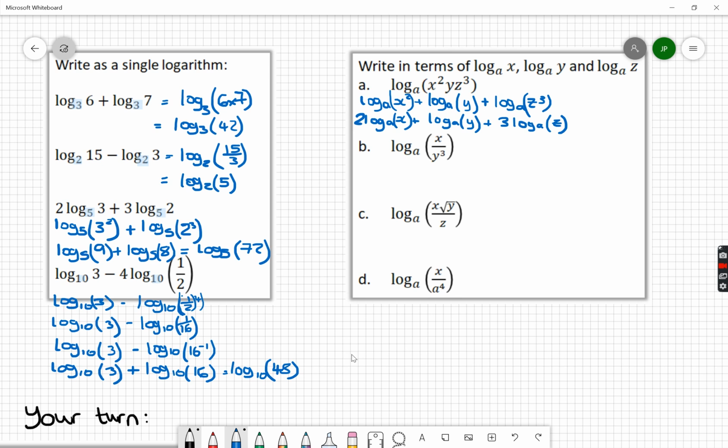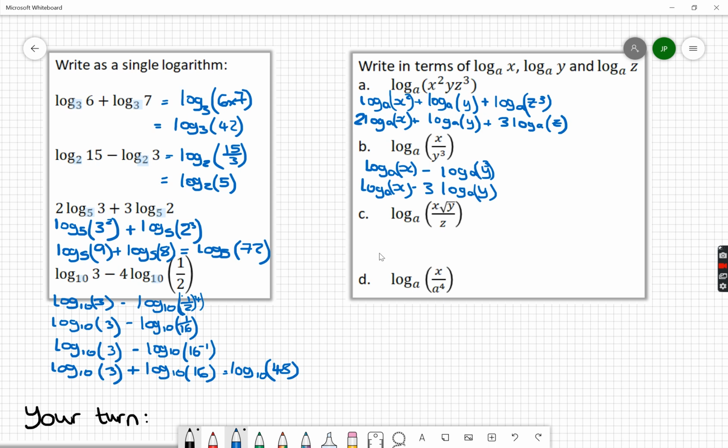Same with the next time. This time we're dividing. So the couplet goes with dividing and subtracting. So the first thing to do is to separate that. So I'll have log a of x minus log a of y cubed. Again, just need to simplify my y cubed out. So I'll have log a of x minus 3 log a of y.